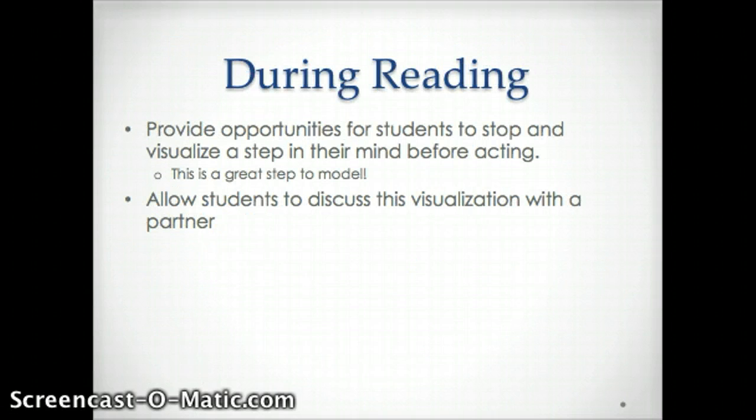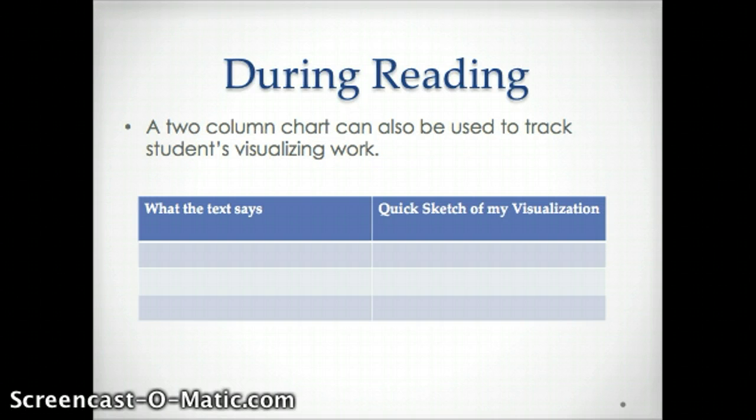During reading, provide opportunities for students to stop and visualize a step in their mind before acting. This can be a great step to model, and allow students to discuss this visualization with a partner. During reading, you can also create a 2-column chart and use it to track students' visualizing work. One side can have what the text says, the other can have a quick sketch of their visualization or a quick sketch of words to let you know that they are picturing something in their mind.